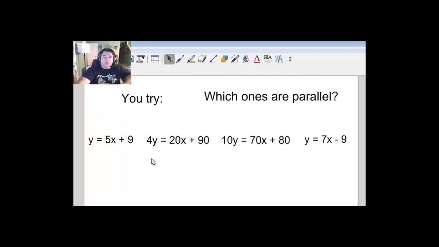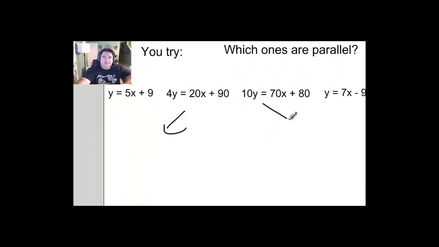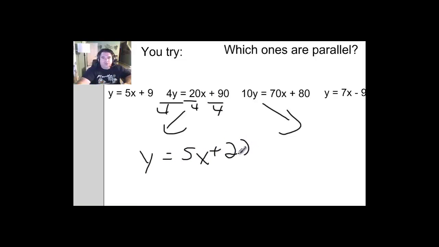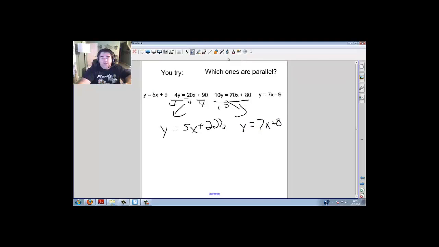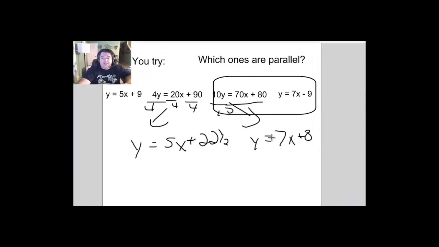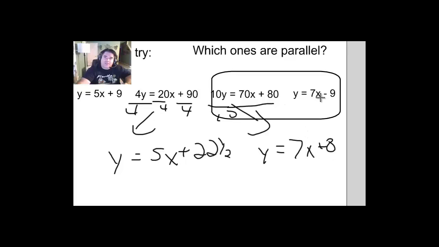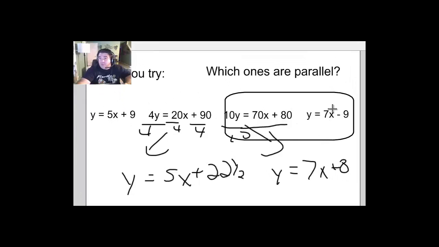To solve this, you would have to go ahead and first do this. I'd have to divide all these by 4, which is going to make y equals 5x plus 90 over 4, which I'm going to say is 22.5, I believe. Hope I'm right there. And I'm going to divide all these by 10 all the way across. So this makes y equals 7x plus 8. Well, if you notice, therefore, these two here, let me draw a little box here, these two are actually parallel because this is y equals 7x plus 8, this is y equals 7x minus 9, but they're both the same slope once I figured this out.